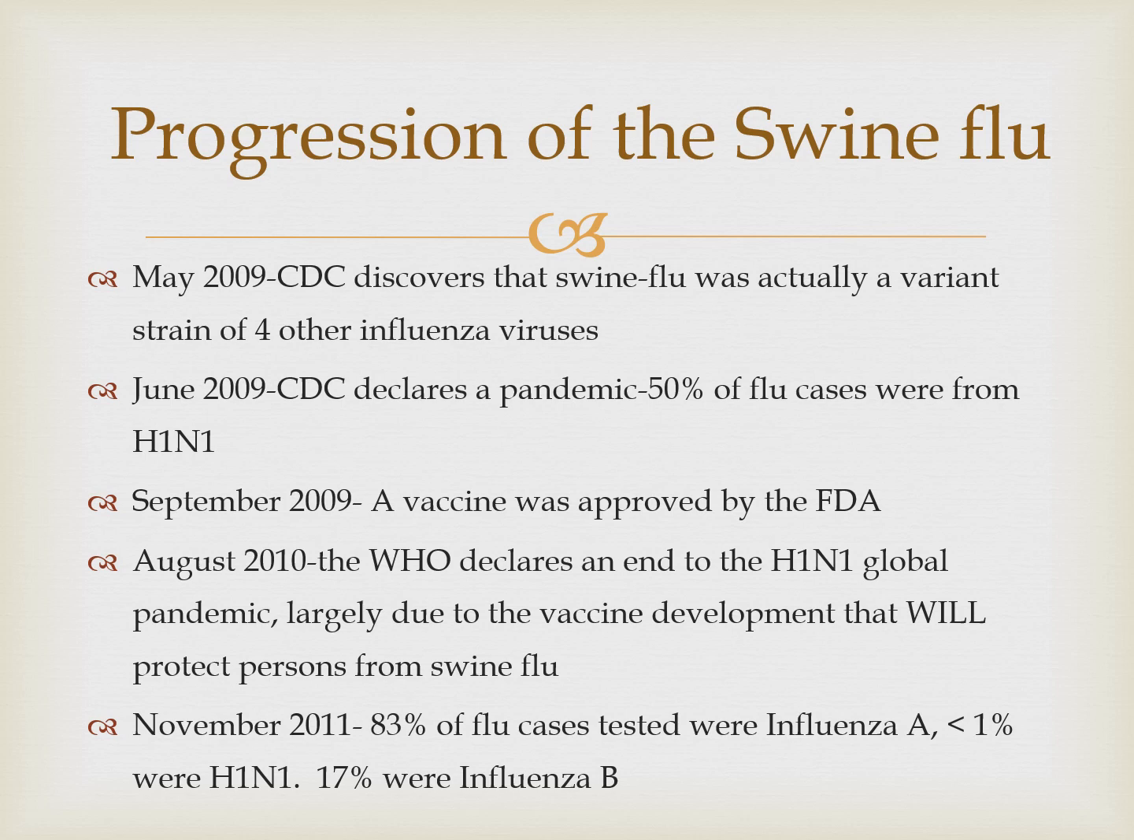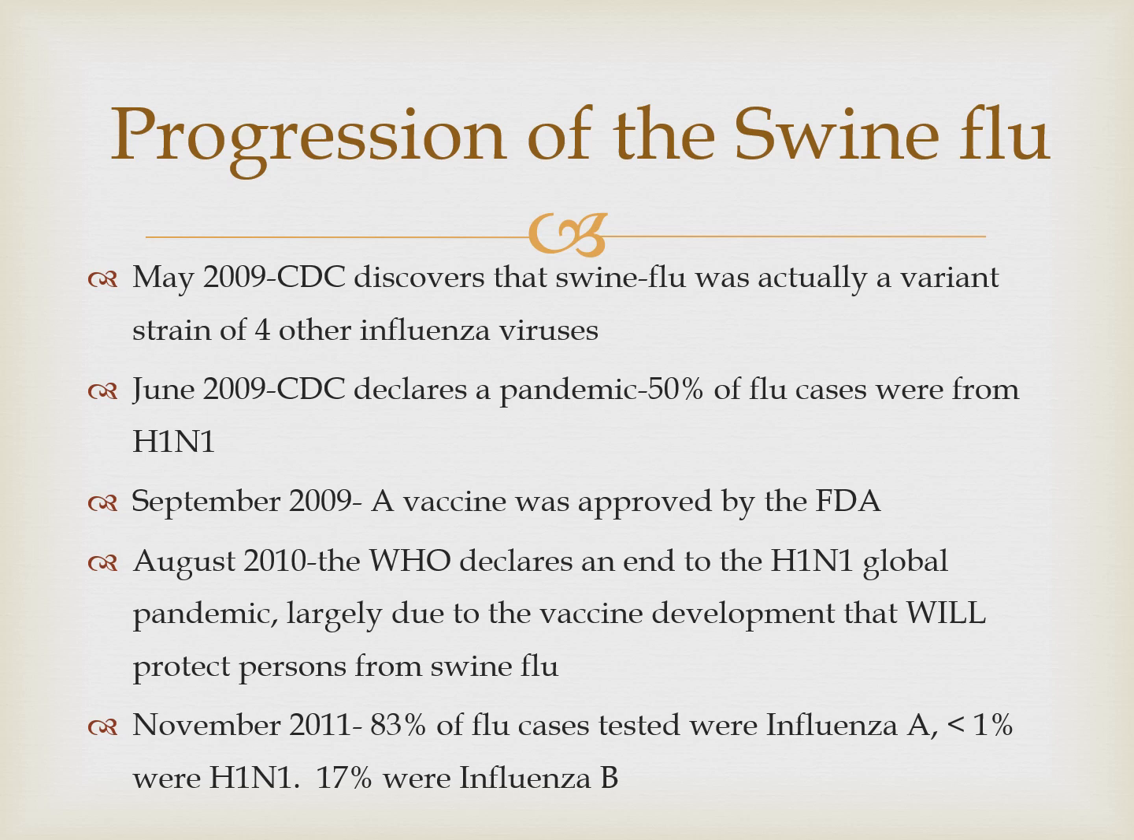In June of 2009, a month later, the CDC declares a pandemic, and 50% of all flu cases were H1N1. In September 2009, there was a vaccine that was approved by the FDA, so that's only 4 months later. In August of 2010, a year later, the World Health Organization declares the end of the H1N1 global pandemic. Now, that is largely in part because of the swine flu vaccine.